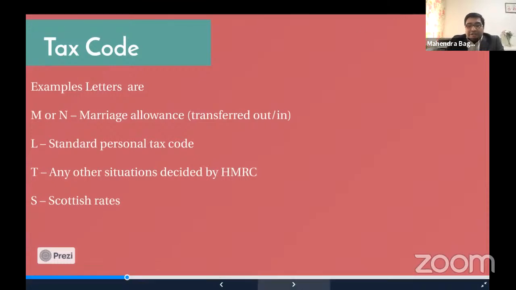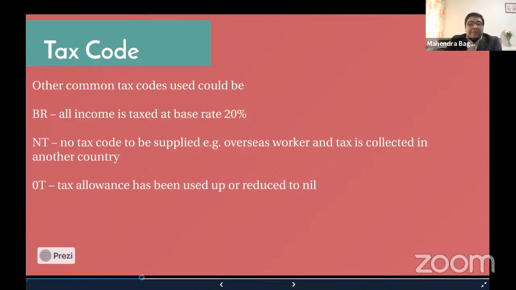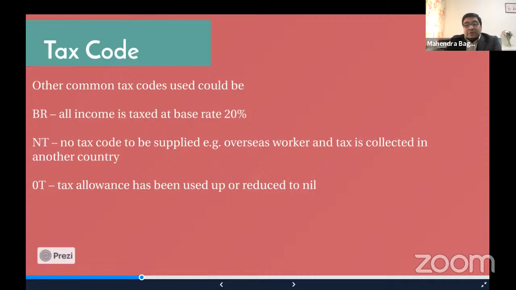S represents Scottish rates. Another commonly used tax code: if you're starting a job for the first time, you might end up with BR on your first payslip, just because they are not able to establish your tax code as you may not have given them the P45. In the absence of a tax code, most of the time the employer uses BR. That means you will be taxed at 20%.